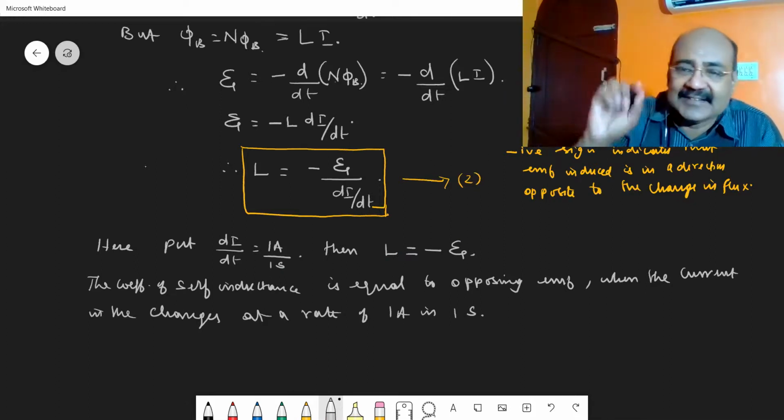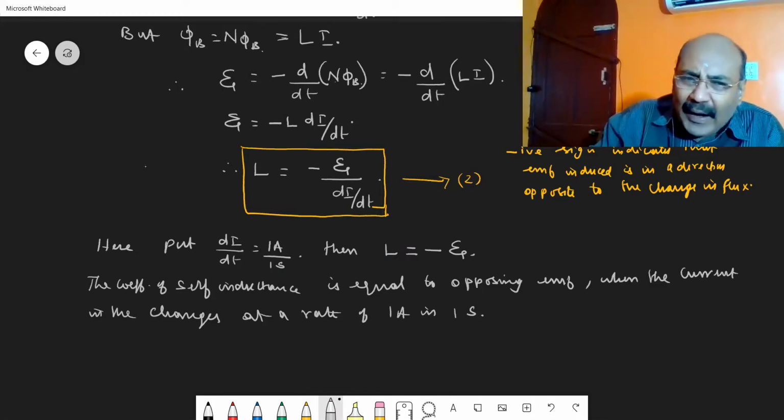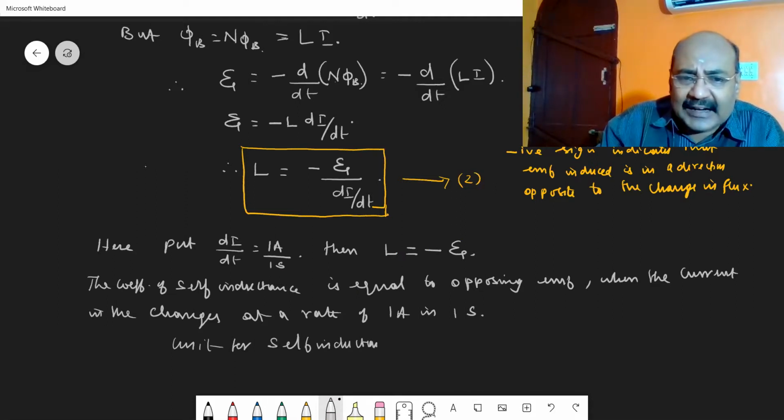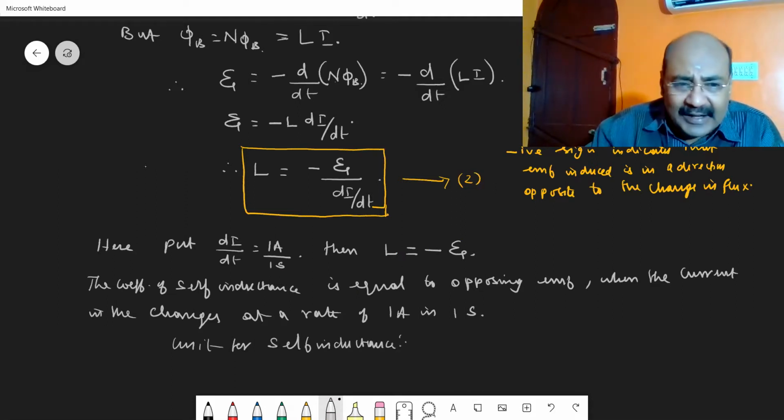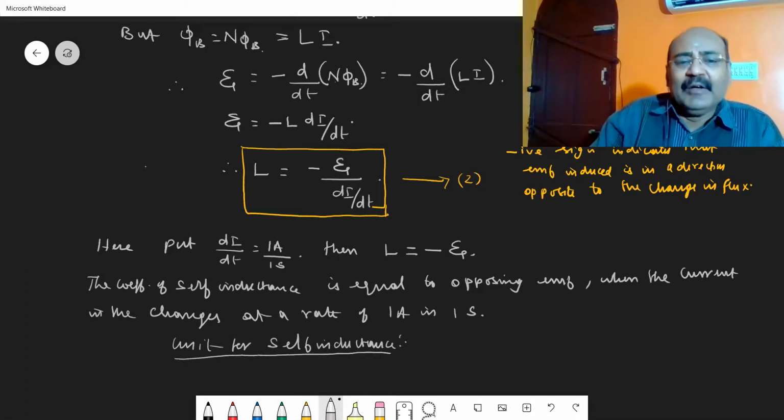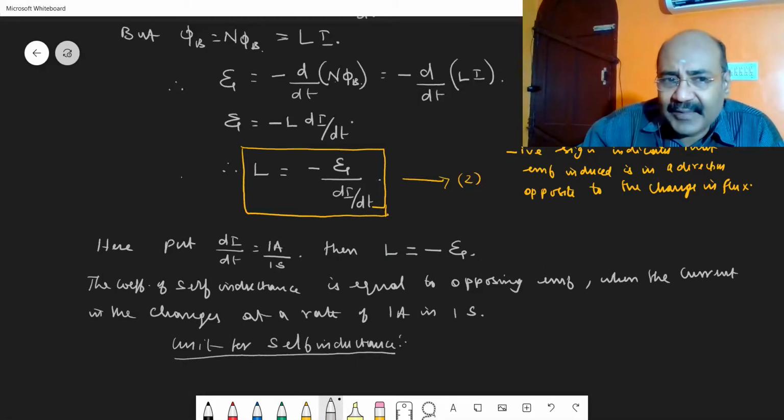So how can I write the unit of L? What is the unit for inductance or self-inductance? Either it is self-inductance or mutual inductance, the unit is the same. So here we are calculating the unit for self-inductance.